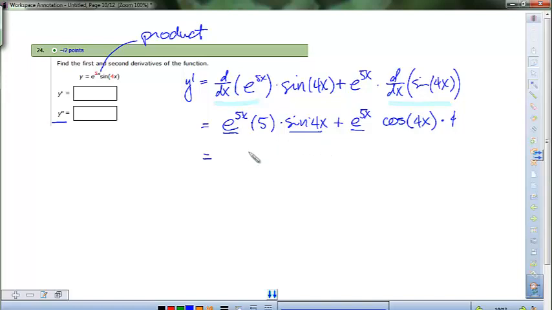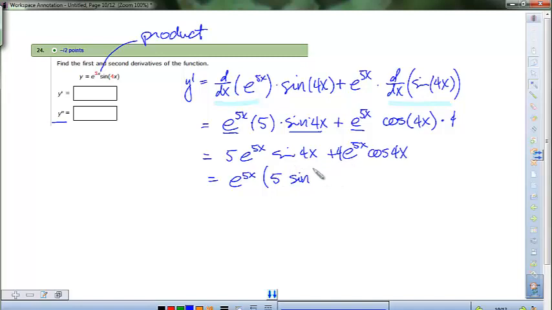So we'll just have to rewrite it. 5 e to the 5x sine 4x plus e to the 5x, oops, there's a 4 out there, cosine 4x. Well, we can factor out an e to the 5x if that makes things a little bit easier, but I don't think it would make a difference.